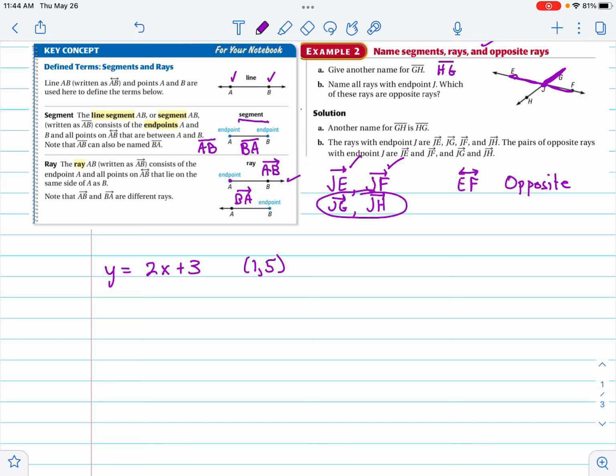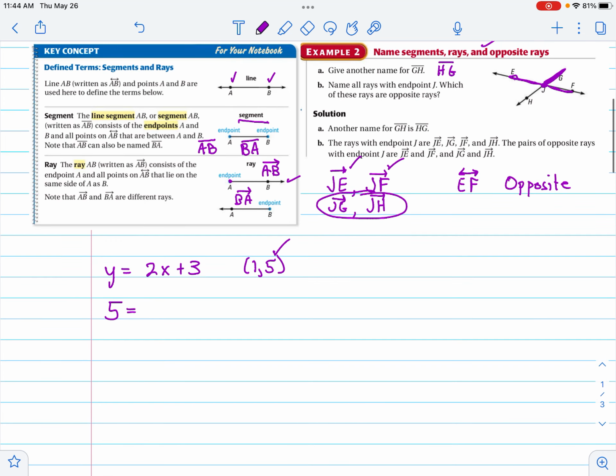Well, how do we determine that? Here's a 5. We put that in for the y. And then over here for the x, we put in the 1. And we see if these two sides are equal. 5 equals 2 plus 3, that's 5. So yes, these are on the same line. Or that point is on that line.